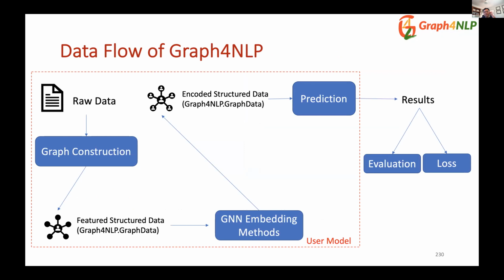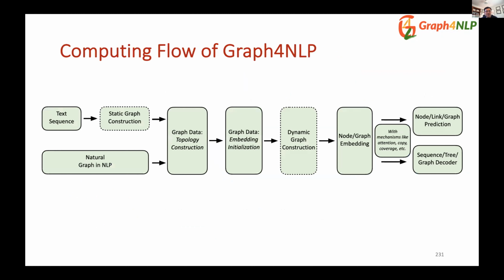You have raw data, you go through a graph construction module to get graph construction data that define our library, and then we send that to a graph embedding module to get embedding for each of the graph nodes, and then we send that to the prediction module. Depending on whether you're doing the classification task or generation task, you choose the corresponding evaluation and loss functions. So this is the computing flow for our graph NLP.